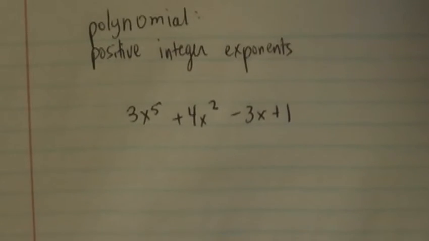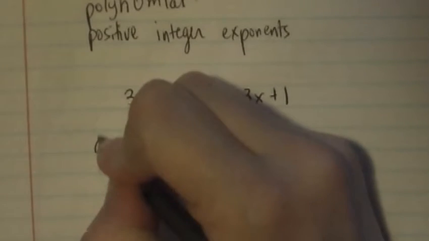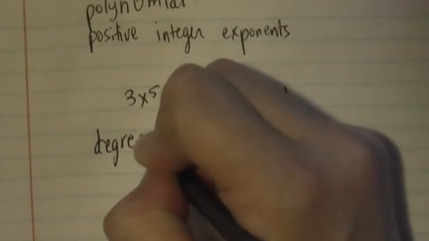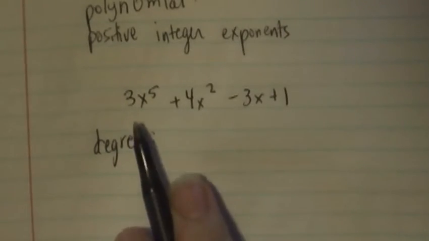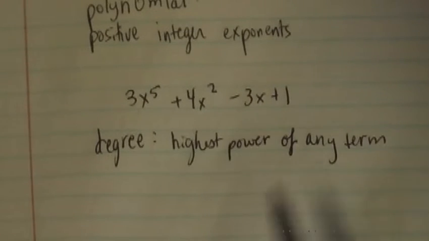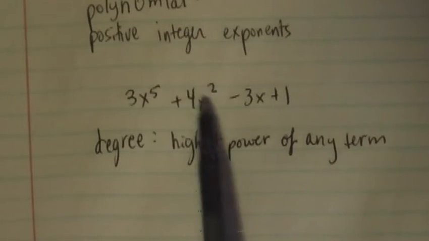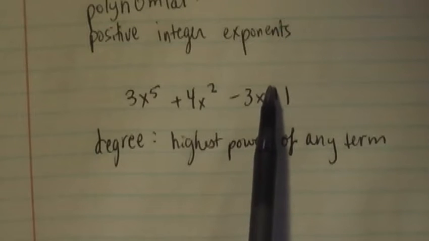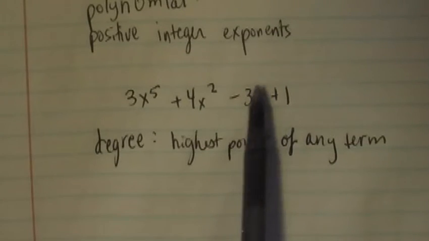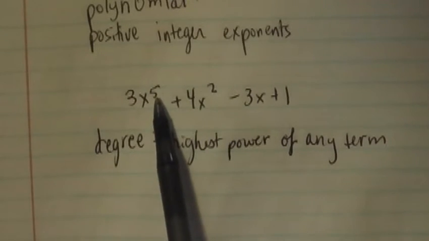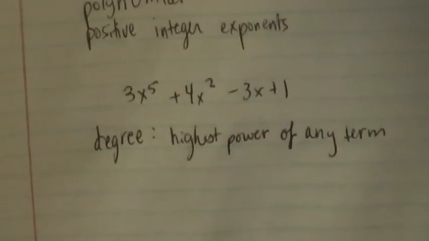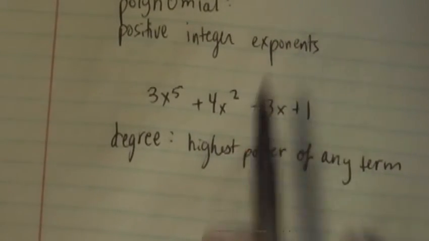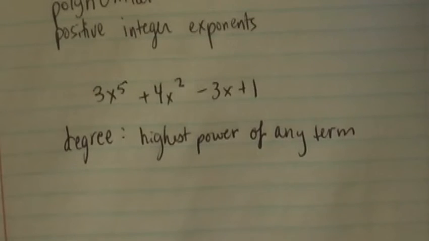If we wanted to talk about the degree of a polynomial, the degree is the highest power on any term. Okay, so in this polynomial, this would be a first power. If you have no power written, it's a first power. This would be a second power. This is a fifth power. And so our highest power in any term is 5, so this is a fifth degree polynomial.